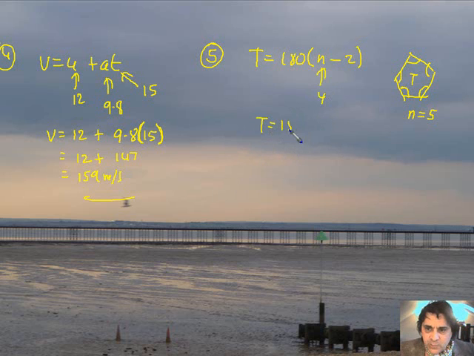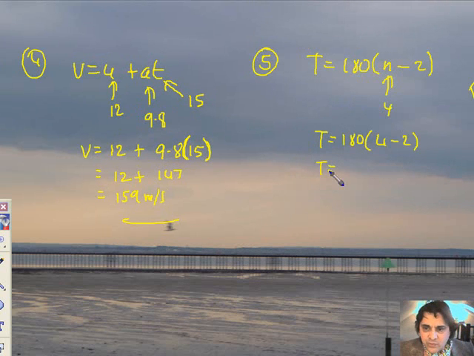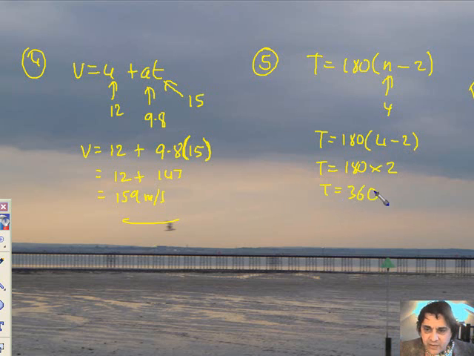Here I go. T equals 180 degrees multiplied by 4, take away 2. Please don't multiply at the bracket, it's not necessary. We've got real numbers there. That means 180 times, well, 4 take away 2 is 2. So total number of degrees for the interior angles of a 4-sided shape is 360 degrees. Very easy. 9-sided shape, work down here.